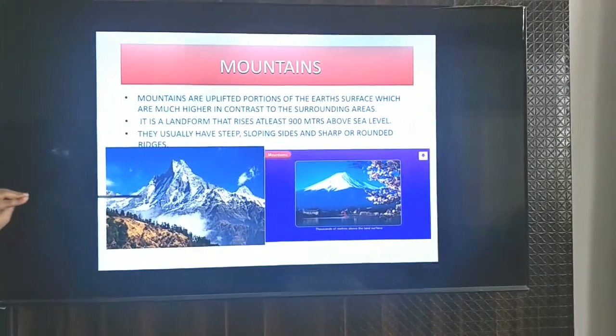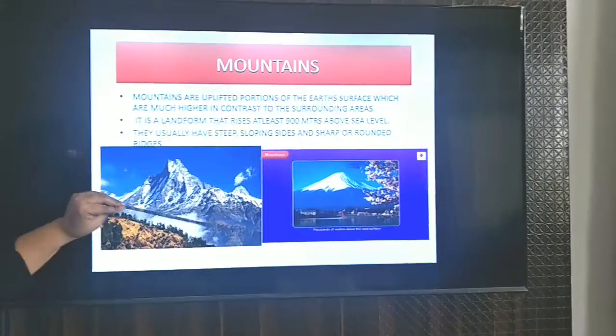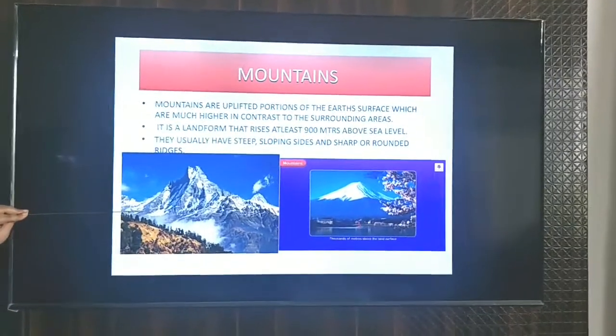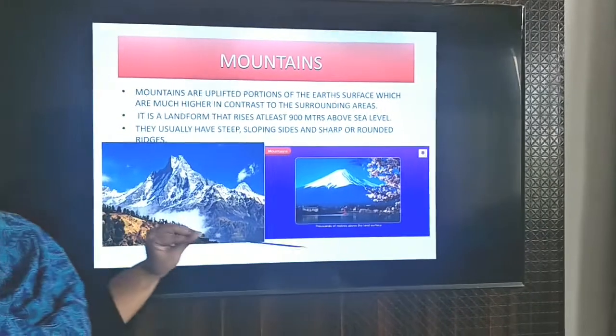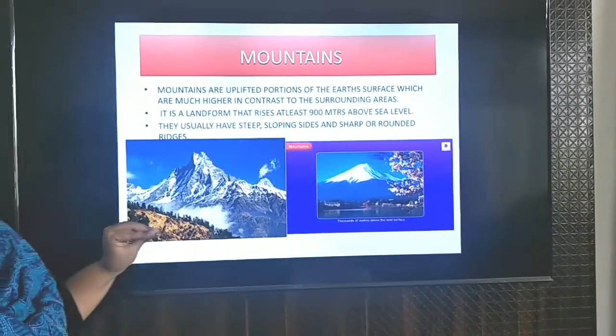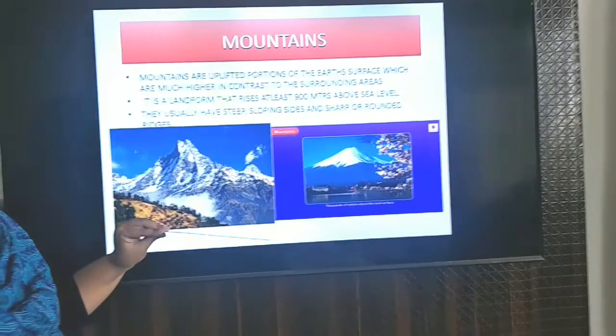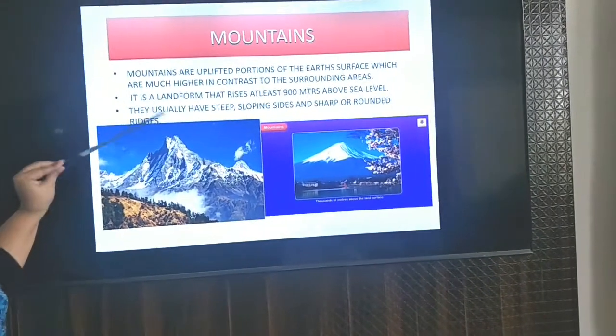They usually have high, steep, sloping sides and sharp or rounded ridges. See the physical features of mountain areas. Last year we learned about the northern mountains, Himalayas and all.